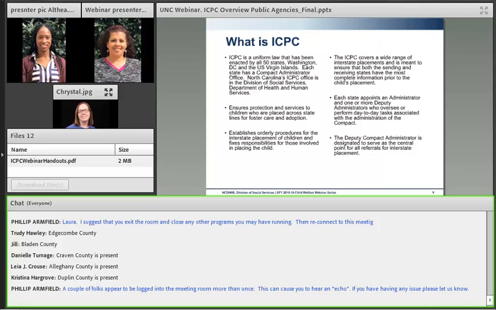Under the compact, each state has a Deputy Compact Administrator, or DCA, which we often refer to, and that person is appointed to manage the overall administration of the compact.